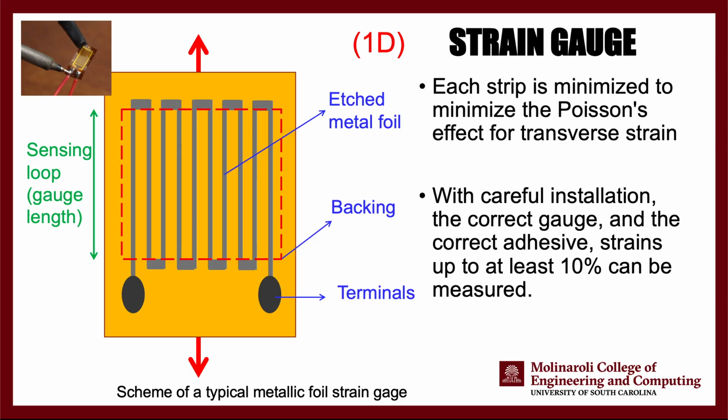Okay, so another look at a strain gauge. When you are designing and creating a strain gauge, you want to make sure that each of the strips is minimized to essentially minimize the transverse strain. We have a strain in this direction, deformation in this direction, you will see a deformation in this direction. And we want to minimize that. We don't want to actually see any effect of that in our strain measurement. And then we can measure up to 10% strain in our devices.